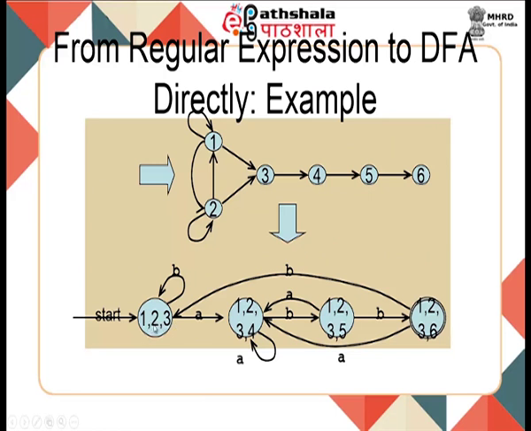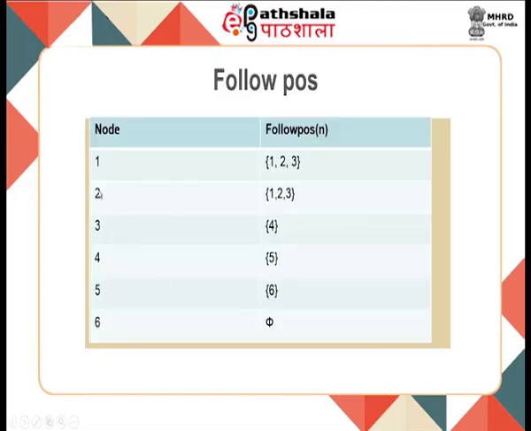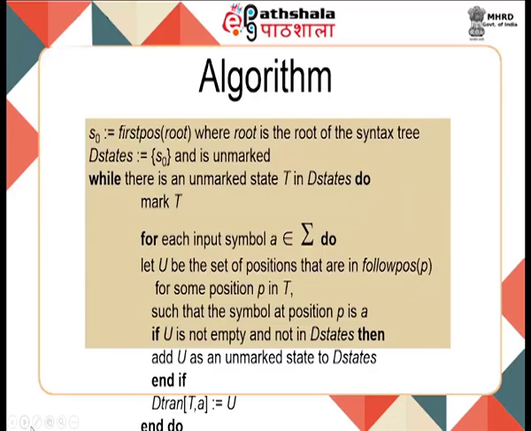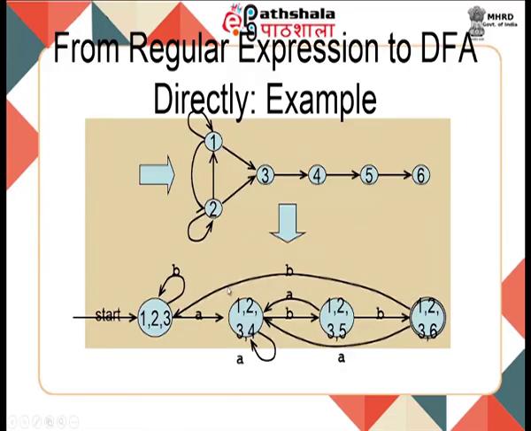Remember that only 2 contributes to B, 1 and 3 contribute to A. 1's follow position is 1, 2, 3, 3's follow position is 4. So, this on A goes to 1, 2, 3, 4, and 2 contributes to B. So, 2's follow position is the same 1, 2, 3, because if you remember the table here, follow position of 2 is 1, 2, 3. Okay, so 2 on B is 1, 2, 3. Now similarly here for the next state 1, 2, 3, 4, again if you remember, 1 and 3 will contribute to A, 2 and 4 will contribute to B. So again 1 and 3's follow position will be 1, 2, 3, 4.